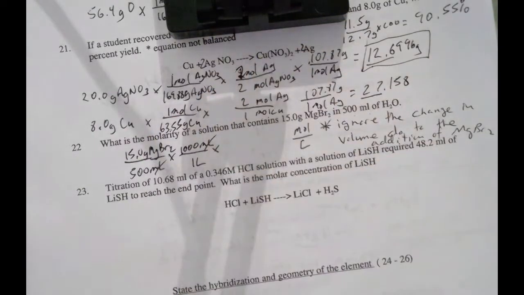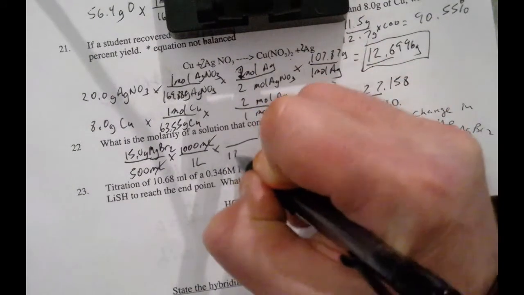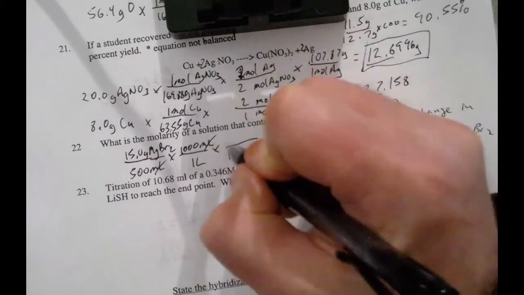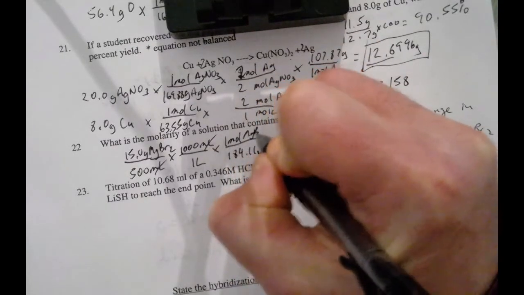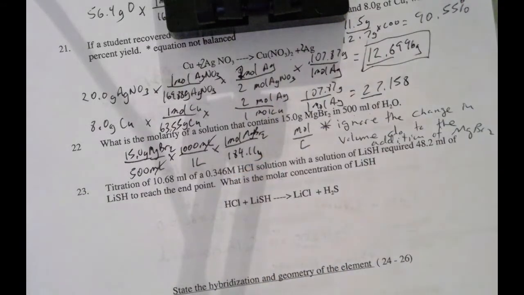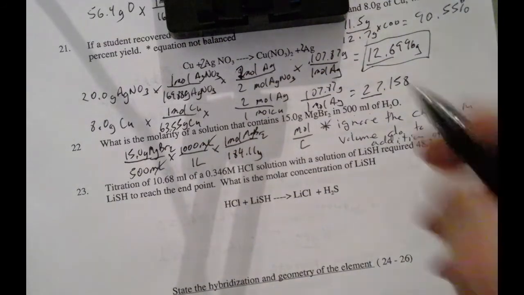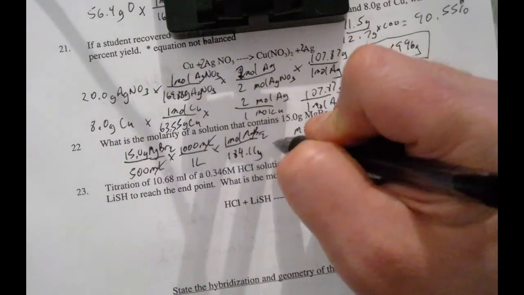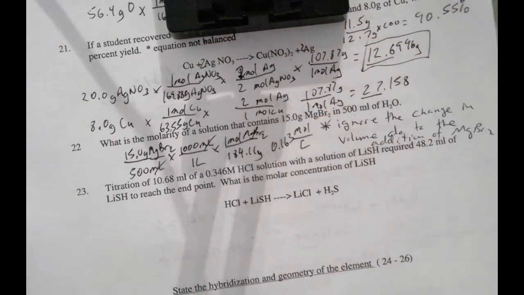Now I've got grams and I need to change it to moles. 24.31 plus 79.90 times 2. It's 184.11. Every 184.11 grams of magnesium bromide is 1 mole of magnesium bromide. 15 divided by 500 times 1,000 divided by 184.11. It's about 0.1629. 3 significant digits, so 0.163 moles per liter.